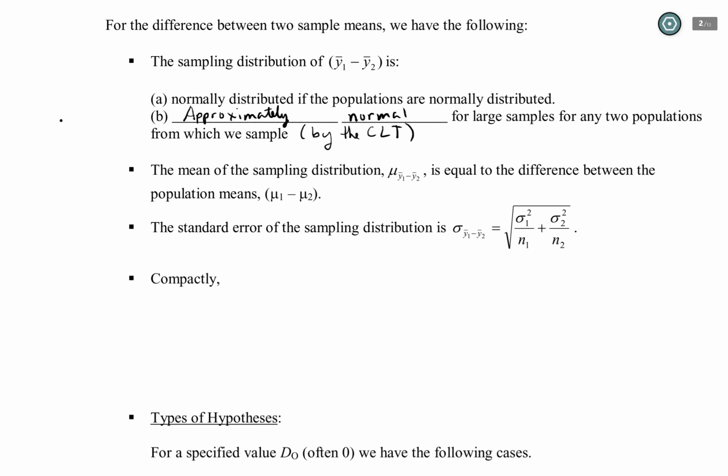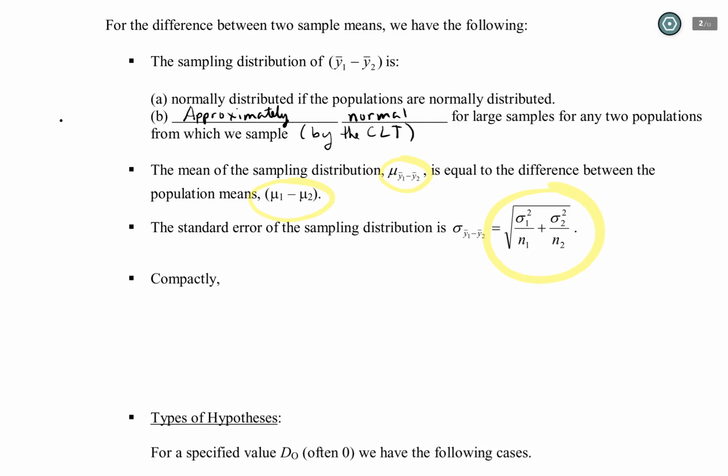The average of the sample means, the symbol we have for that is mu sub y1 bar minus y2 bar. It turns out the average of that is mu1 minus mu2. So on the average, the estimate is equal to the parameter it is trying to estimate. Also, the standard deviation for the difference of the sample means is given by this expression here, the square root of sigma 1 squared over n1 plus sigma 2 squared over n2.